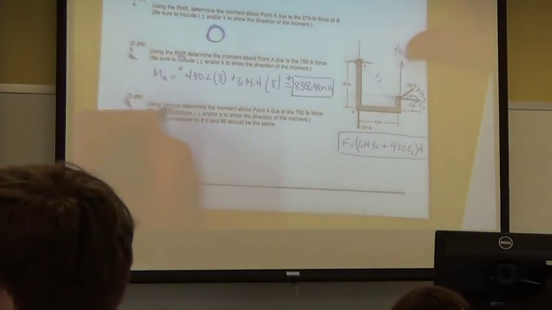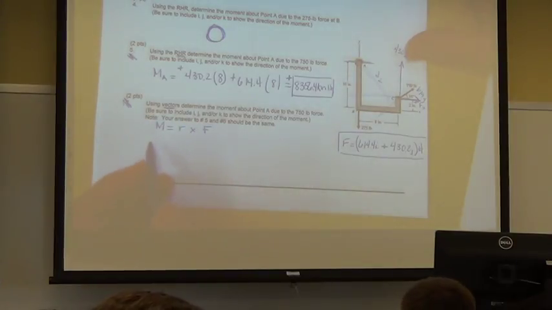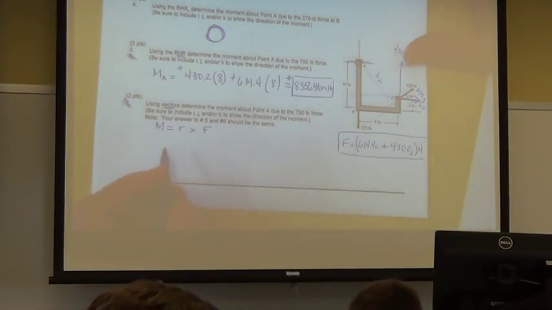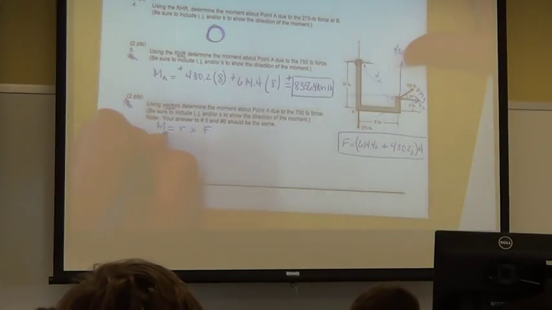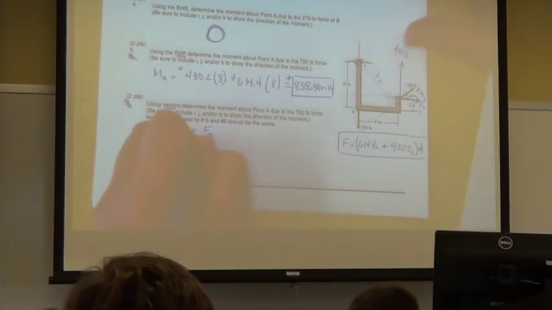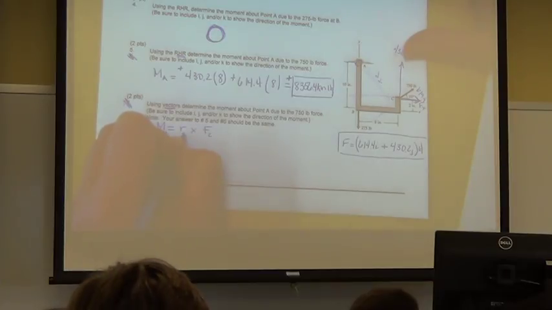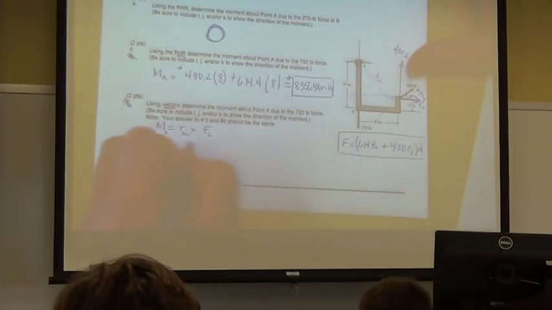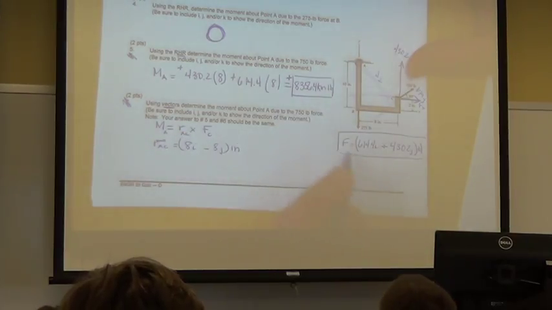Okay, now we want to use vectors. So the moment is equal to R cross F. The subscript of the moment should be A. The F should be C, and R should be A to C. So what's R_AC? From A to C, it's 8i minus 8j. Units? Inches. And we already know what F is, right?